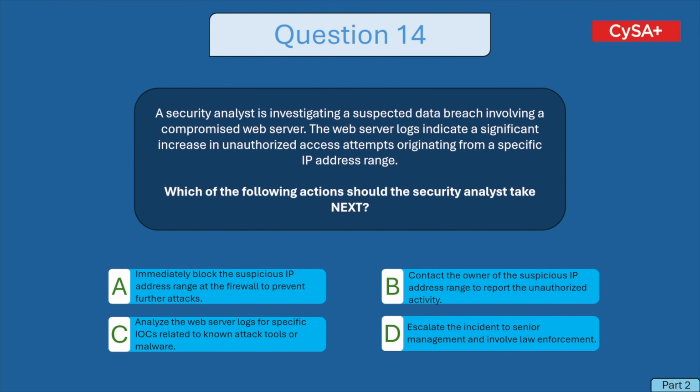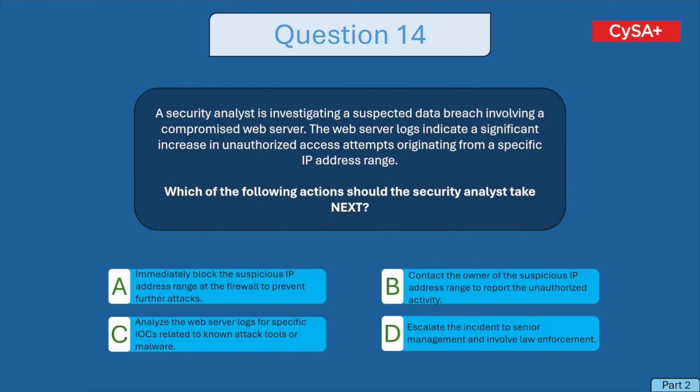Question 14. A security analyst is investigating a suspected data breach involving a compromised web server. The web server logs indicate a significant increase in unauthorized access attempts originating from a specific IP address range. Which of the following actions should the security analyst take next?